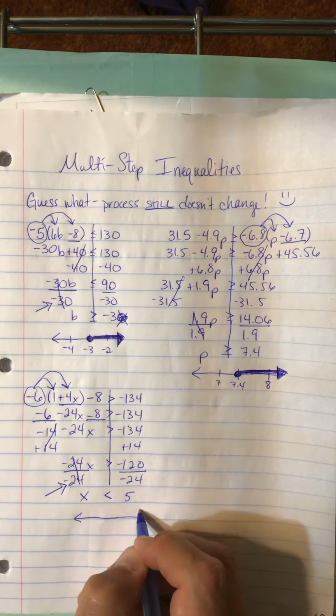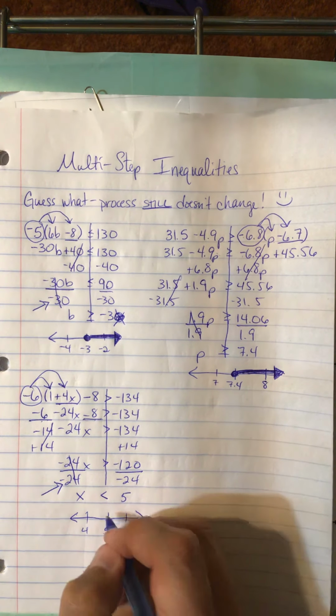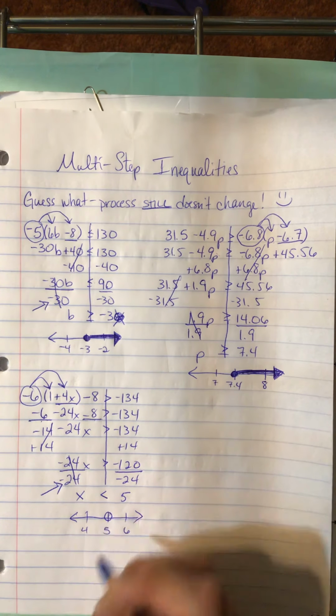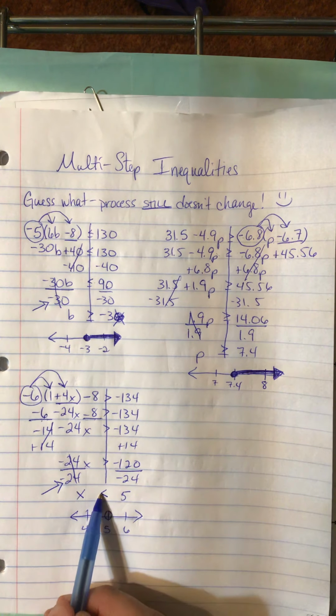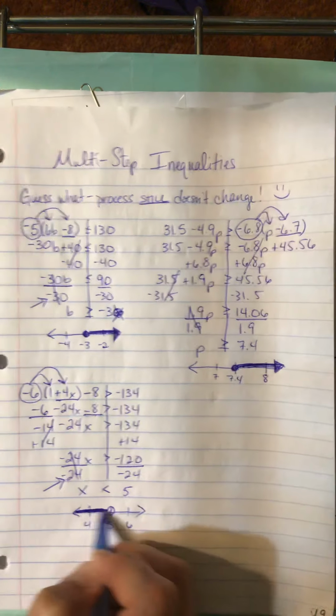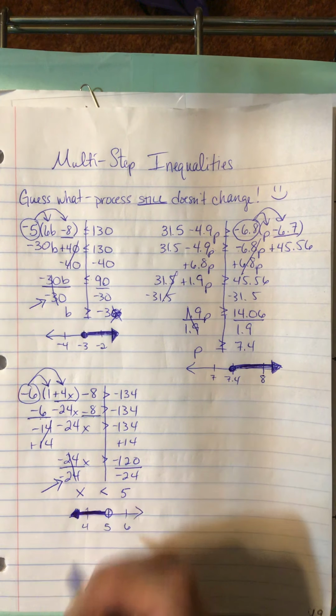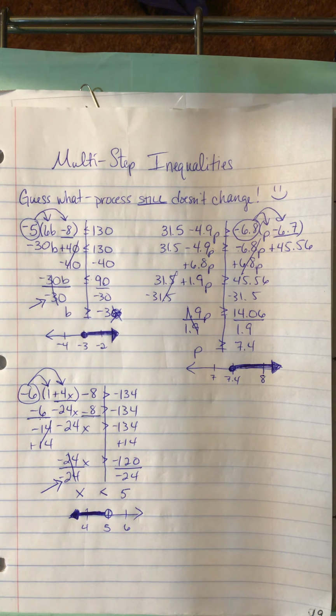So here is my number line, 4 and 6. We have less than, so the sign stays open, pointing to the left, so I'm going to shade to the left. There we go. You guys are doing a great job so far.